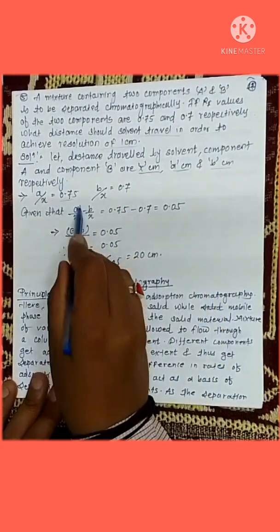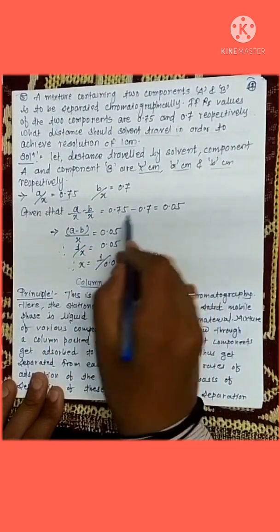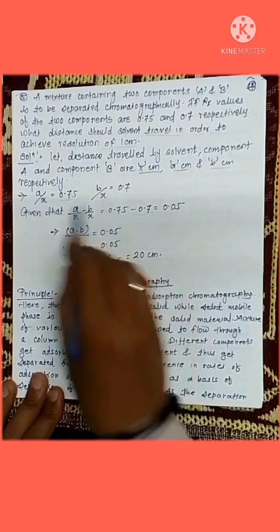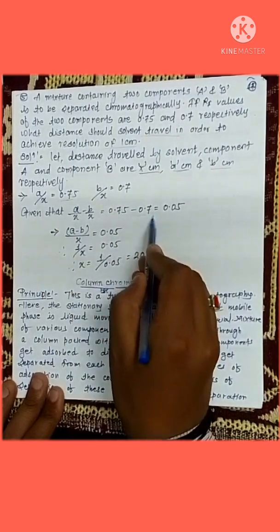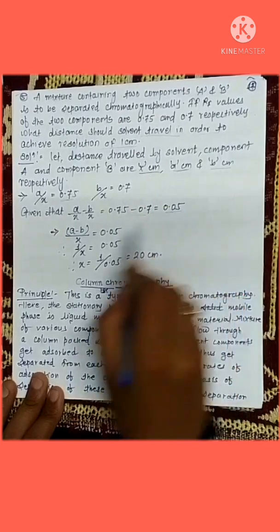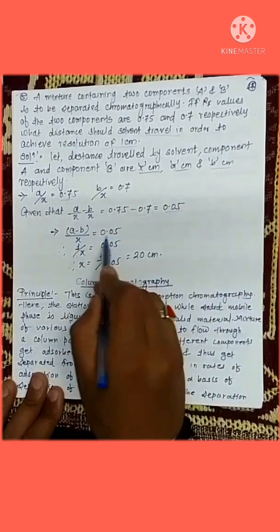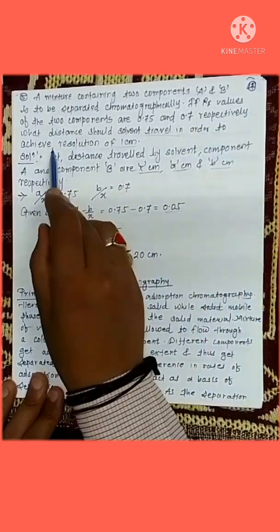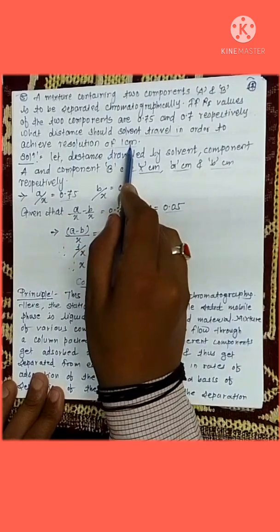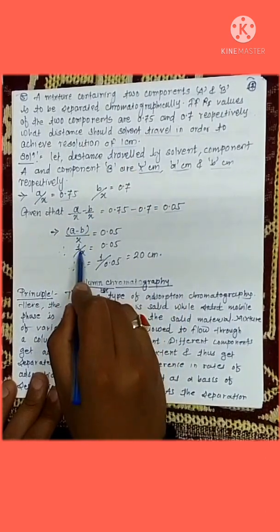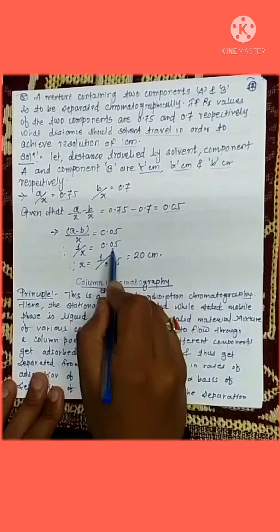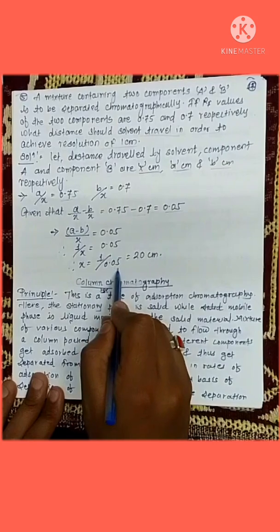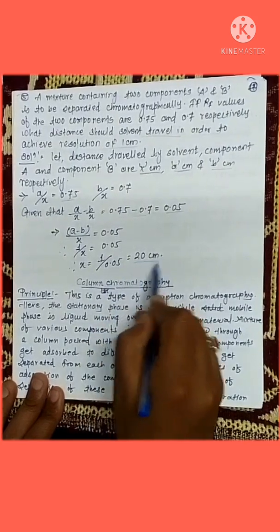So given that A by x minus B by x is equal to 0.75 minus 0.7, that is equal to 0.05. So (A minus B) divided by x is equal to 0.05. Now the condition is given that it should achieve a resolution of 1 centimeter. So A minus B is equal to 1. So 1 divided by x is equal to 0.05. So x is equal to 1 divided by 0.05, that is equal to 20 centimeter.